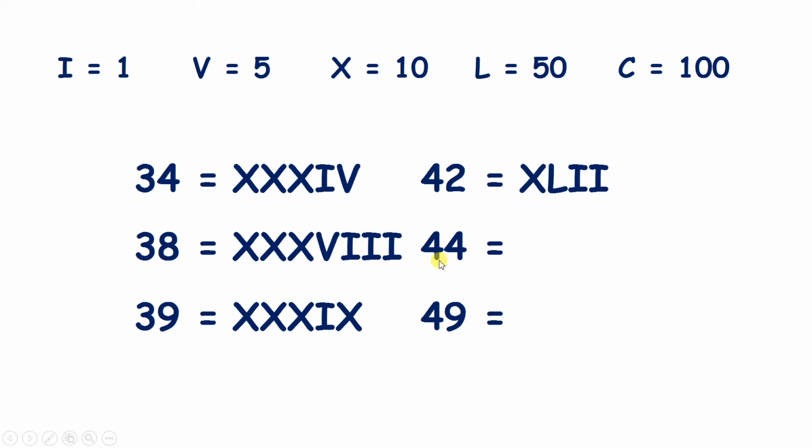For 44, again we have 10 before 50, so X before L to make the 40, and then the 4, remember that 4 is 1 before 5, so I before V. XL makes the 40, IV makes the 4. Now we have 49. Now you might think 49 is 1 before 50, but the Romans worked out each number separately. So they wrote the number for 40 and then they wrote the number for 9. So 40 is 10 before 50, so XL. And then 9 is 1 before 10, so IX.